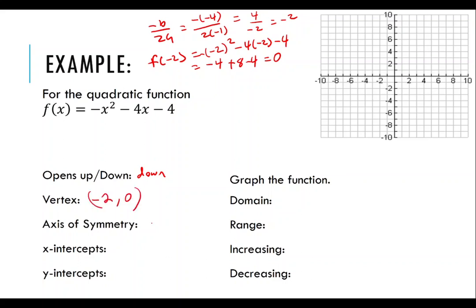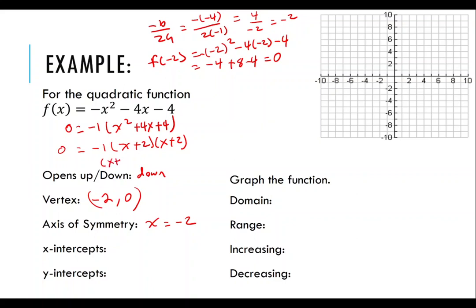Thus, our axis of symmetry is x is equal to -2. That is the x-coordinate of the vertex. For our x-intercepts, I'm going to choose to factor again. So 0 is equal to, I'm going to factor out that negative 1 first, negative times x squared plus 4x plus 4. And I see that this is actually a perfect square trinomial, or negative 1 times x plus 2 times x plus 2.